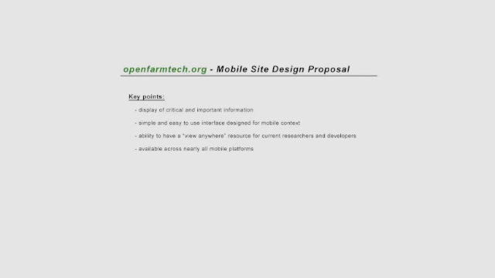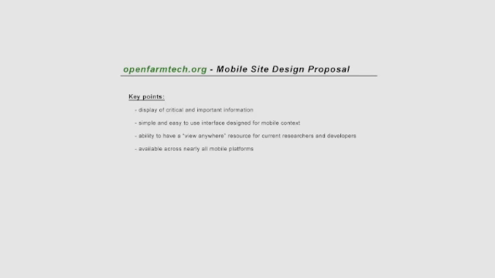Third key point, ability to have a view anywhere resource for current researchers and developers. People in the field that are actively working on the Open Farm Tech project, they need access. They need to be able to just reach in their pocket, pull out their iPhone or whatever, and have these resources available to them. And that's what this application is going to allow. It's going to allow those people in the field working on this project currently to be able to use the information from the Wikipedia site freely on their mobile device in a very easy to read, easy to navigate format.